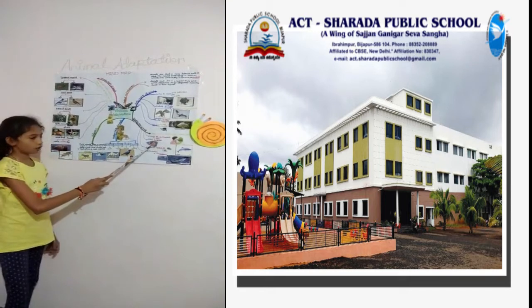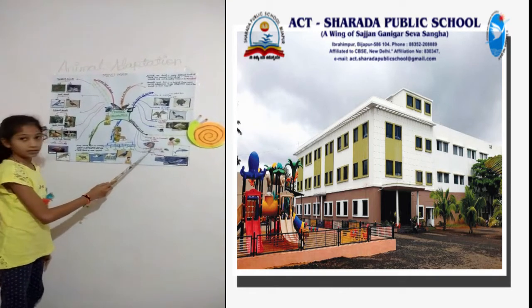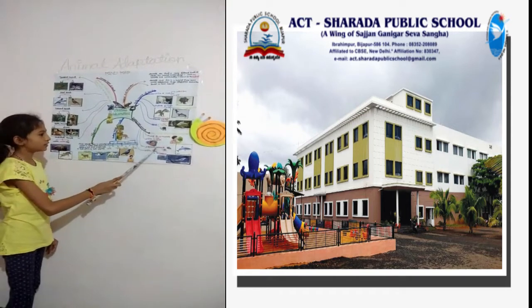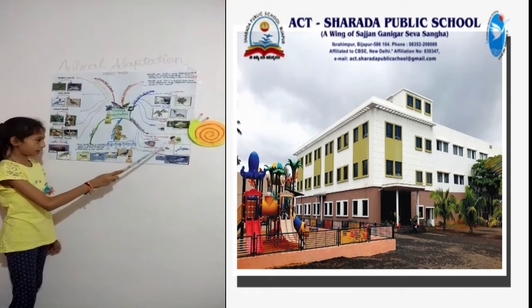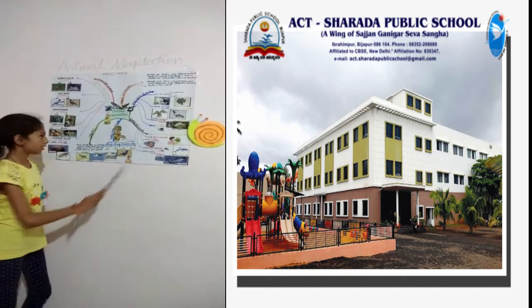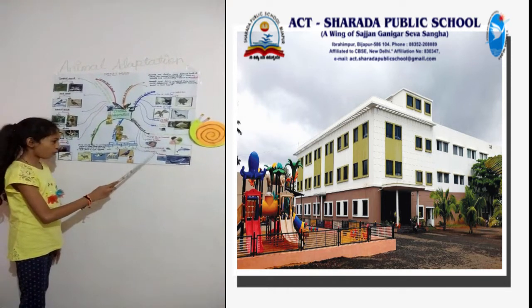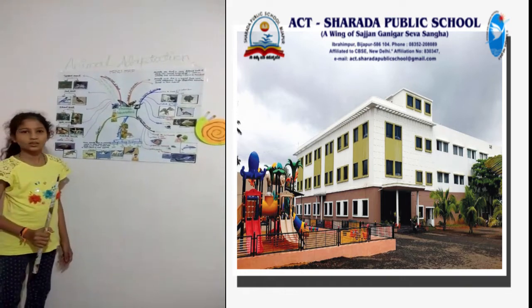This is a picture of gills. Spiracles. Insects have antennae-like structures on their head from which they breathe. Example, honeybee and butterfly. Blowhole. Dolphins and blue whales have a blowhole through which they breathe.